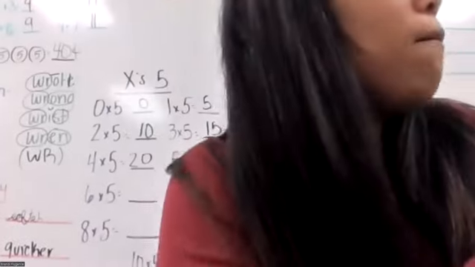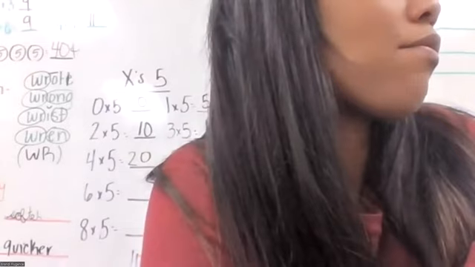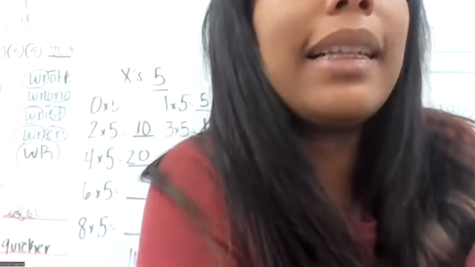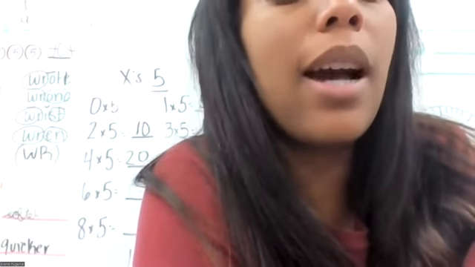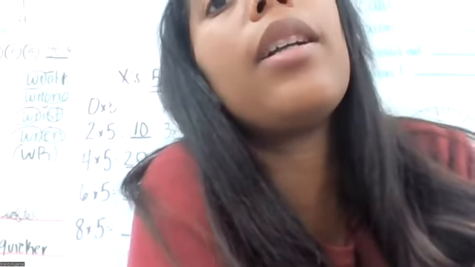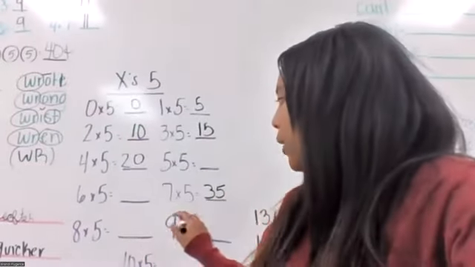Okay, next we have G. 1, 2, 3, 4, 5. Okay, again, we need to fill in. What number are we missing? 9. So your groups were 9. So it should be 9 times 5 equals. Let's go ahead and count them. 5, 10, 15, 20, 25, 30, 35, 40, 45. So 9 times 5 is 45.